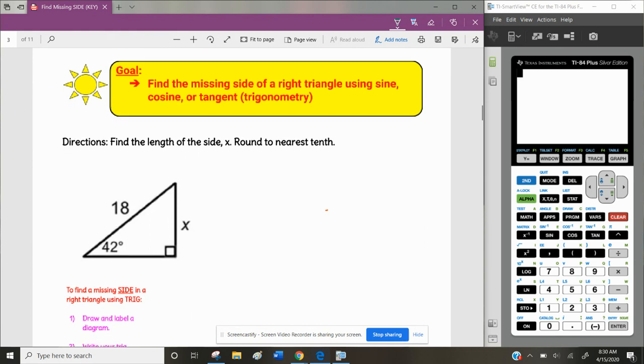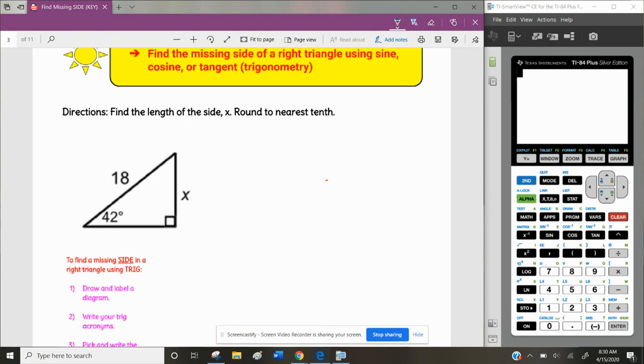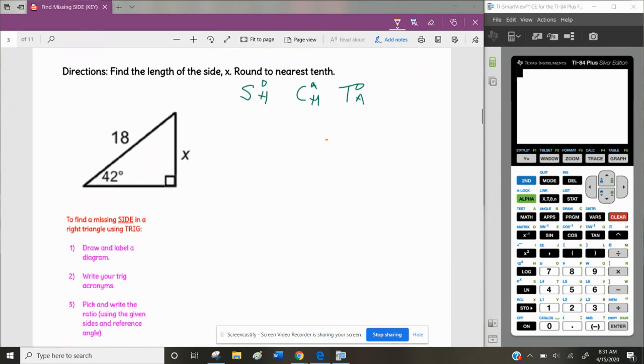So let's look at an example. Goal again is to find the missing side of a right triangle using sine, cosine, or tangent. So when we look, if we're given information, maybe we have to draw a diagram and label it. Here we are given one. Then we're going to write down our acronyms. So, SOH CAH TOA. So I've done that. And now I'm going to look at what I've been given and identify what information I have.